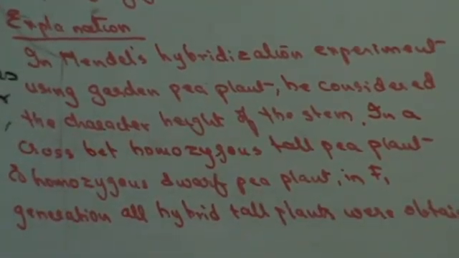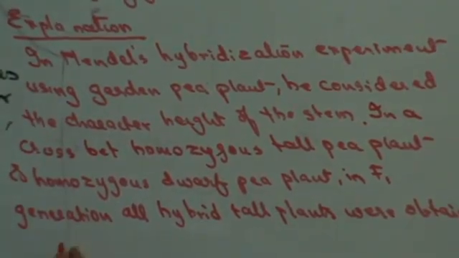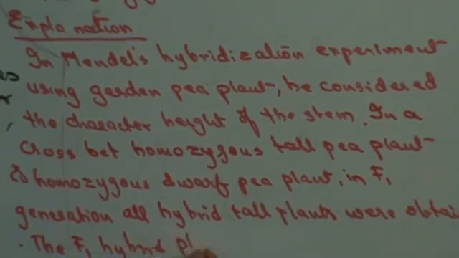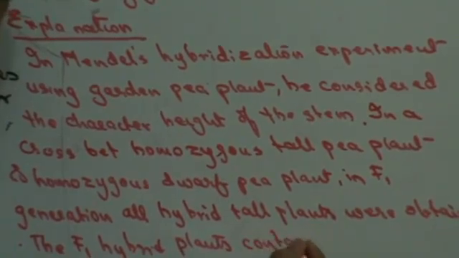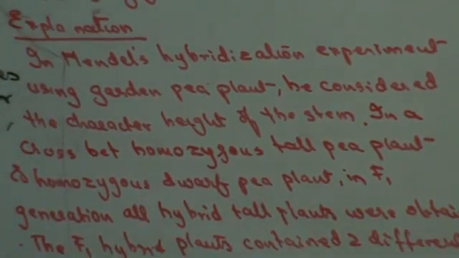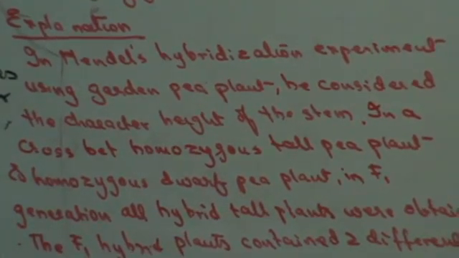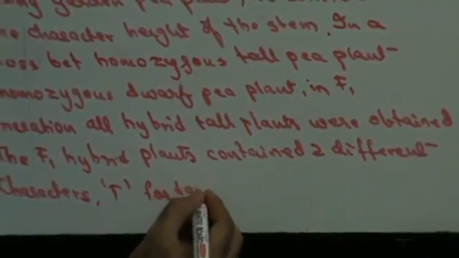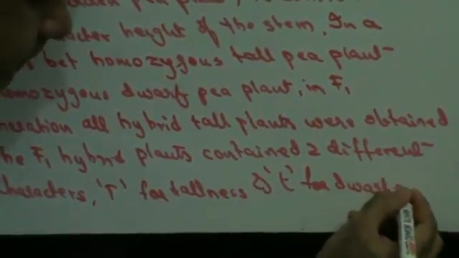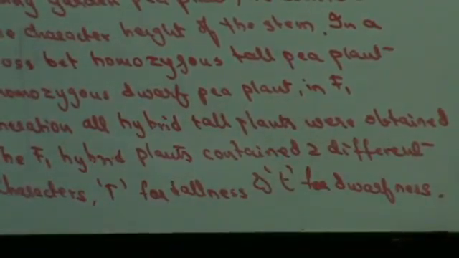Right? The F1 hybrid plants contain two different characters, that is T for tallness, and small t for dwarfness. Right? These were the two characters that they contain.